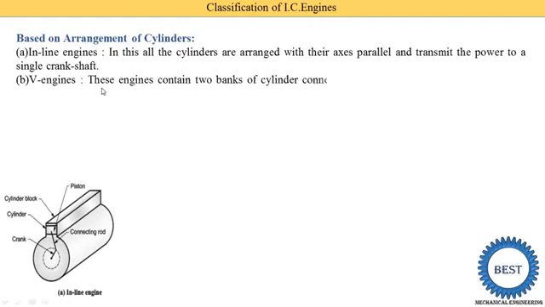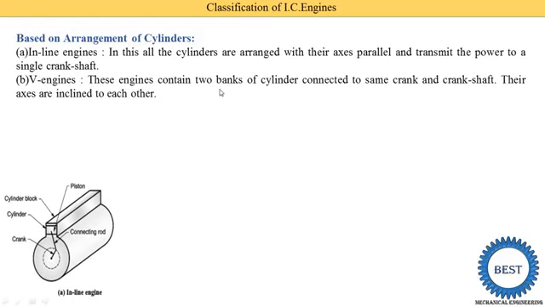Second is the V engine. As per the name we understand that the cylinders are arranged in a V shape. Meaning one cylinder is connected here, the second is connected on this part. So this engine contains two banks of cylinders. They are connected to the same crankshaft and their axes are inclined to each other. So here the image is there. This is one cylinder, this is the second cylinder. This is the piston, this is the piston, and this is the connecting rod. This is one connecting rod, this is a second connecting rod, and both are connected with one single crank. So these make the V shape, that's why it is known as the V engine.